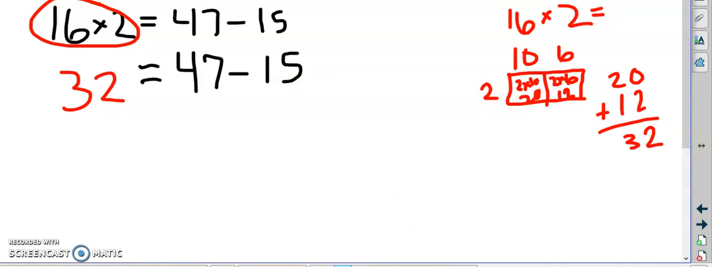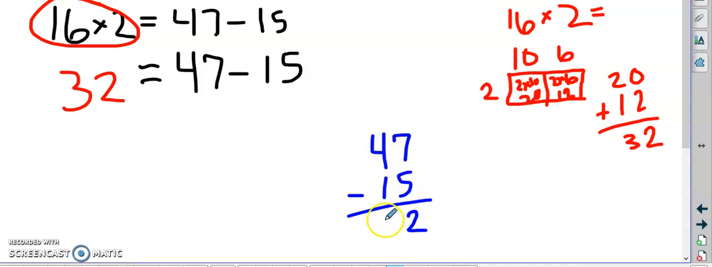So I'm going to come over here and I'm going to do the subtraction in blue. So we have 47 minus 15. We take this one place at a time. So our ones place is 7 and 5. So 7 minus 5 is 2. Then we subtract our tens place. 4 minus 1 is 3. We have 32. So this is 32.